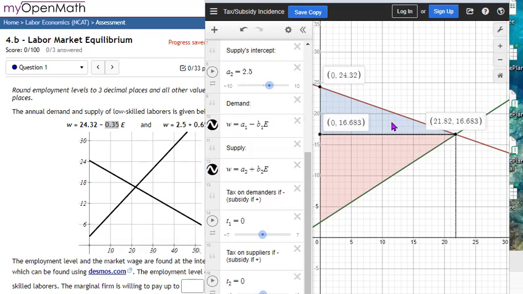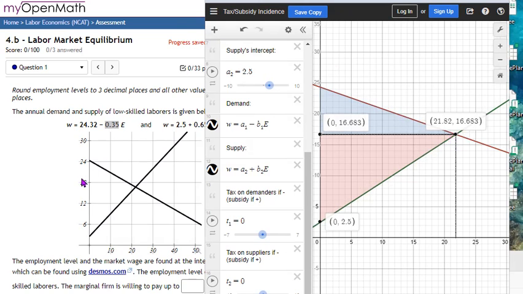So the firm surplus, the blue area, is smaller than the red area, and the red area is the worker surplus. It is found by first finding the height of the triangle, which is 16.83 less the 2.5. That gives you the height of the triangle. Then you multiply that by 21.82, the width of the triangle, and divide that product by 2. Worker surplus is larger than firm surplus because labor supply is more inelastic than demand. Demand is more elastic, labor supply is more inelastic, right?